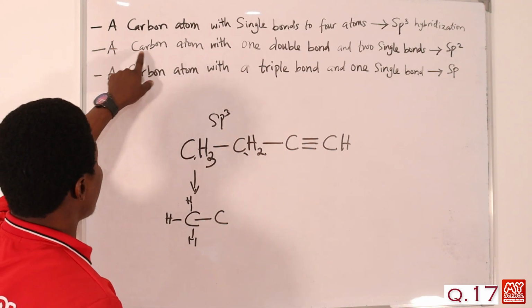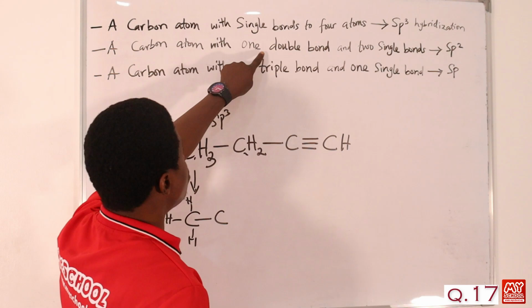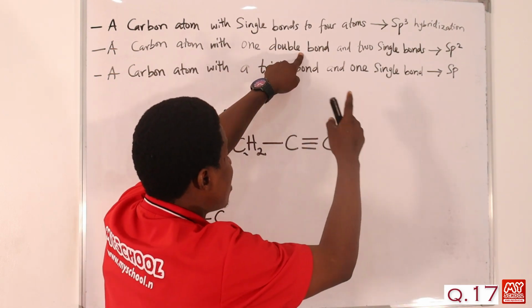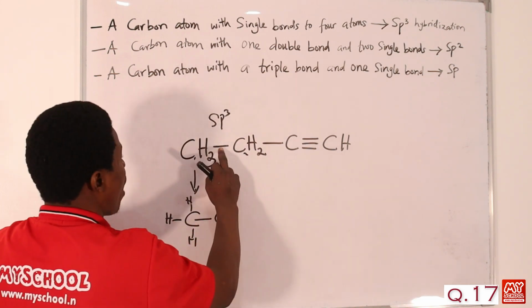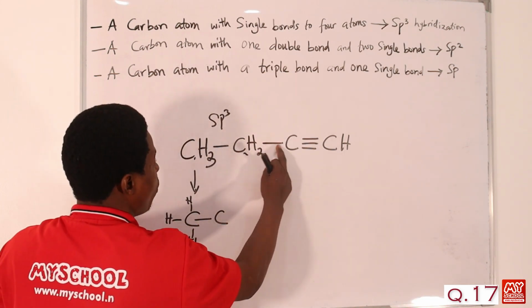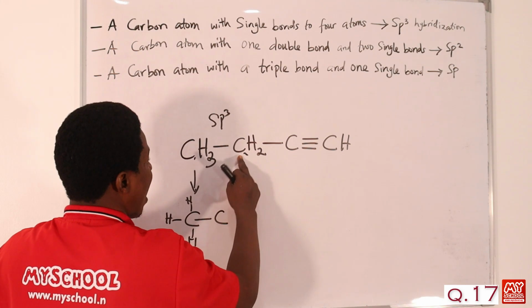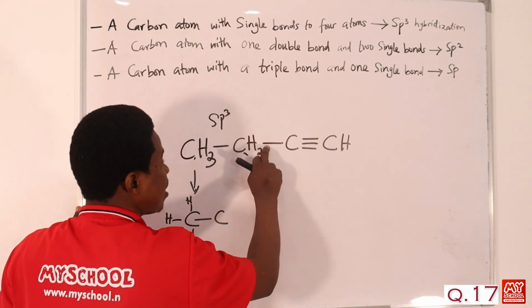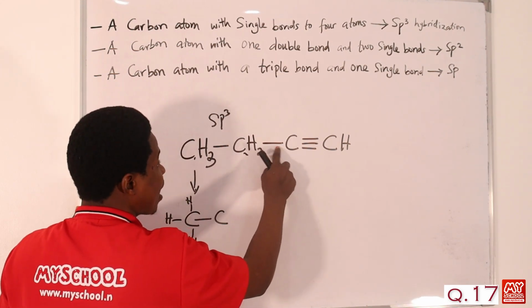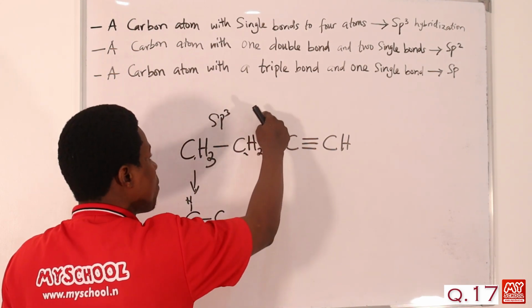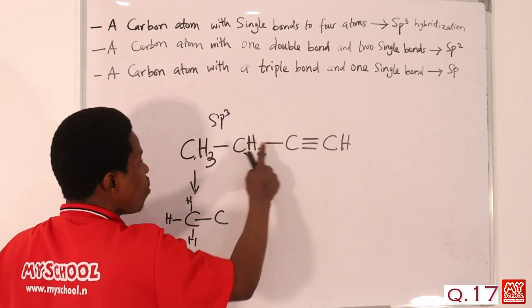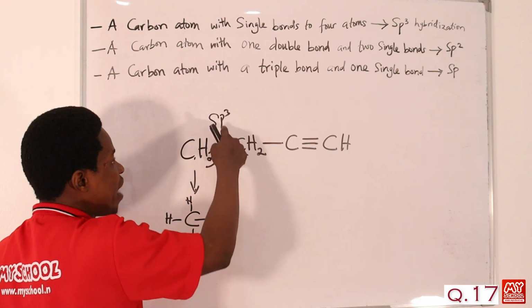Whenever we have a carbon atom with 1 double bond and 2 single bonds attached, we have sp2. Unfortunately, we don't have a double bond here. If we had a double bond here, and then the carbon, and of course this would have been 1 hydrogen here and 1 hydrogen here, with a carbon atom with 2 single bonds, it would have been sp2. But we don't have that. What we have is a single bond. So between here and here we have sp3.